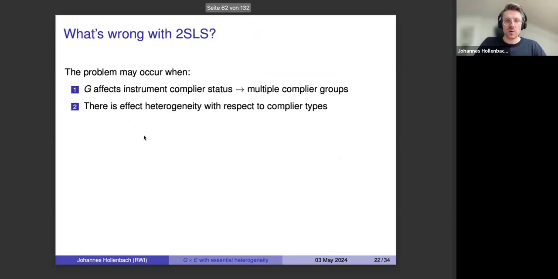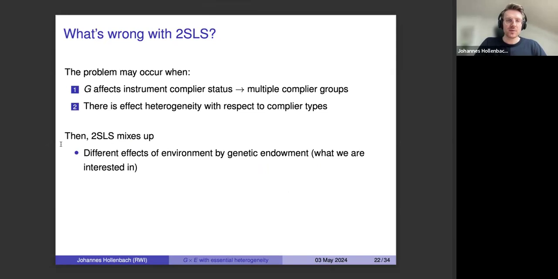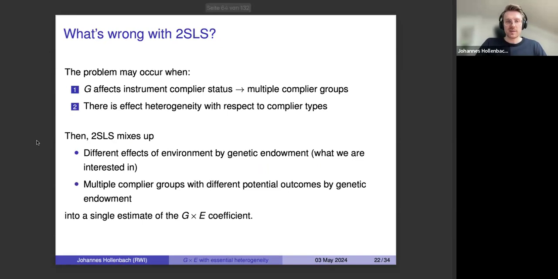So if these two hold, your two-stage least squares estimate will mix up different effects of environment by genetic endowment, which is basically the interaction that we're interested in, with multiple complier groups that have different potential outcomes, which we want to control for. But two-stage least squares cannot control for.